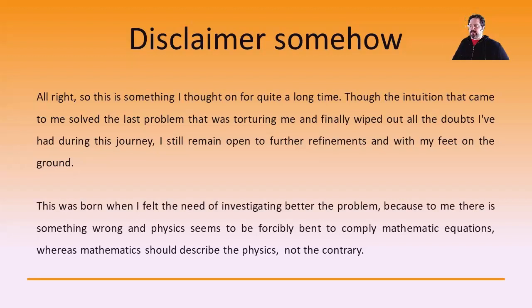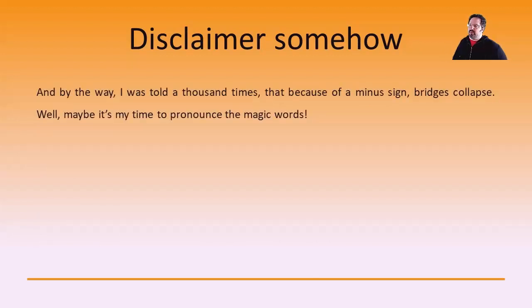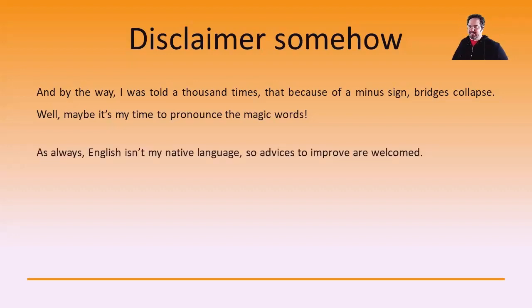This was born when I felt the need of investigating better the problem, because to me there is something wrong, and physics seems to be forcibly bent to comply with mathematical equations, whereas mathematics should describe the physics and not the contrary. And by the way, I was told 1,000 times that because of a minus sign, bridges collapse. Well, maybe it's my time to pronounce the magic words. As always, English isn't my native language, so advice to improve is welcome.